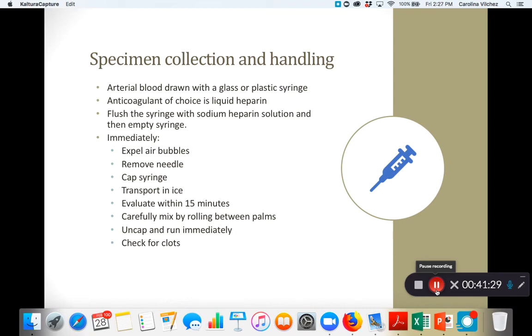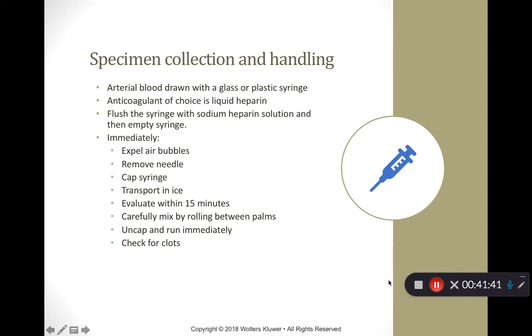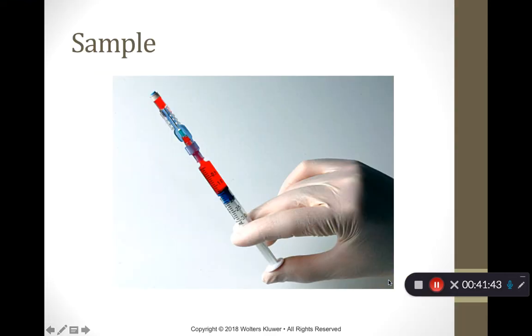It's also very important to mix carefully by rolling the blood in the syringe between your palms. You uncap and you run immediately, and also you check for clots, making sure that there are no clots. This is an example of a syringe that you would use to draw arterial blood for blood gas analysis.